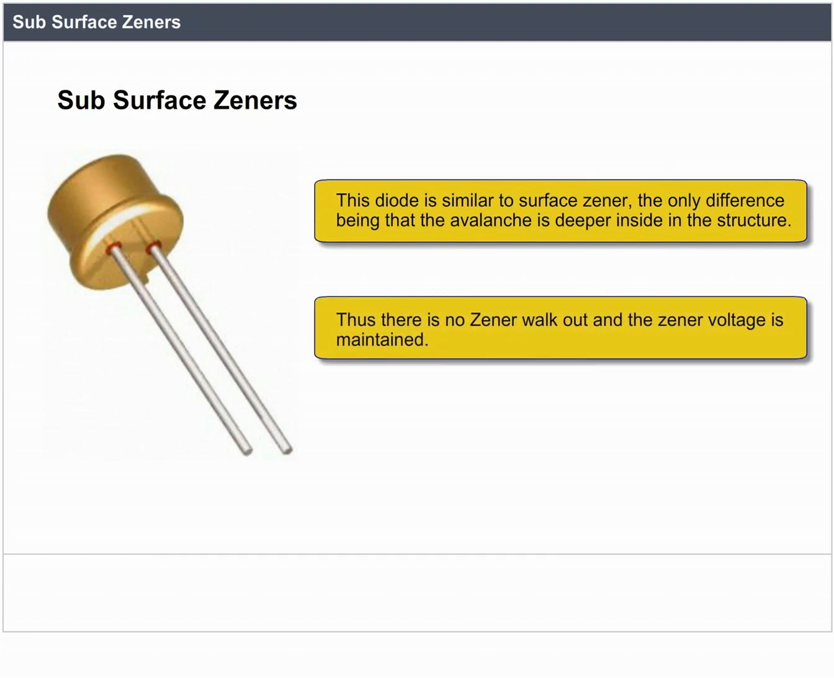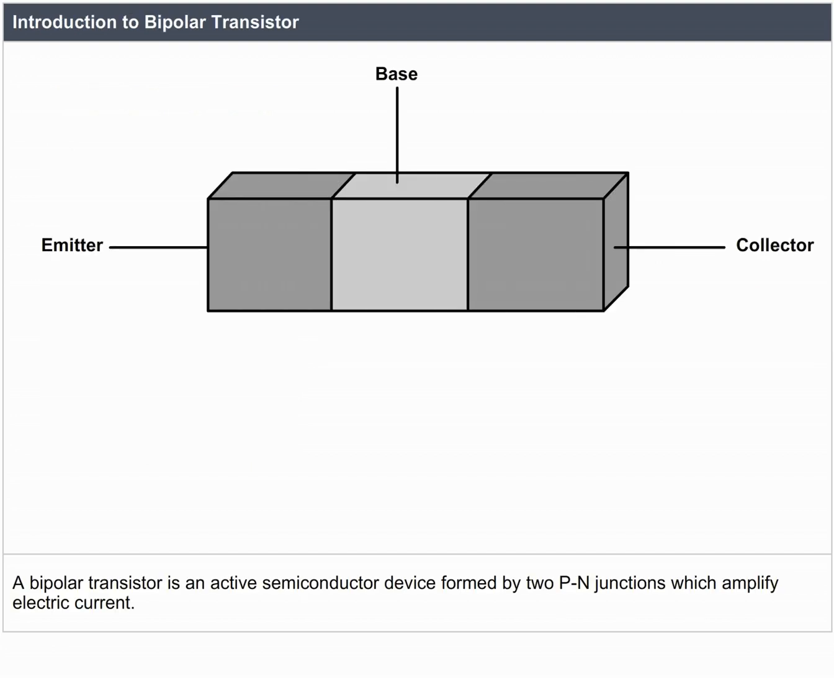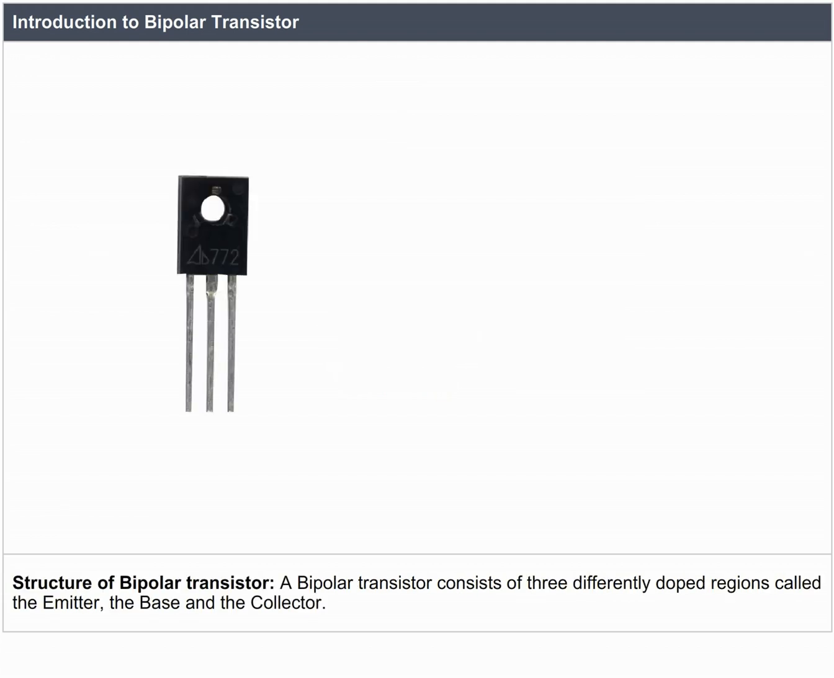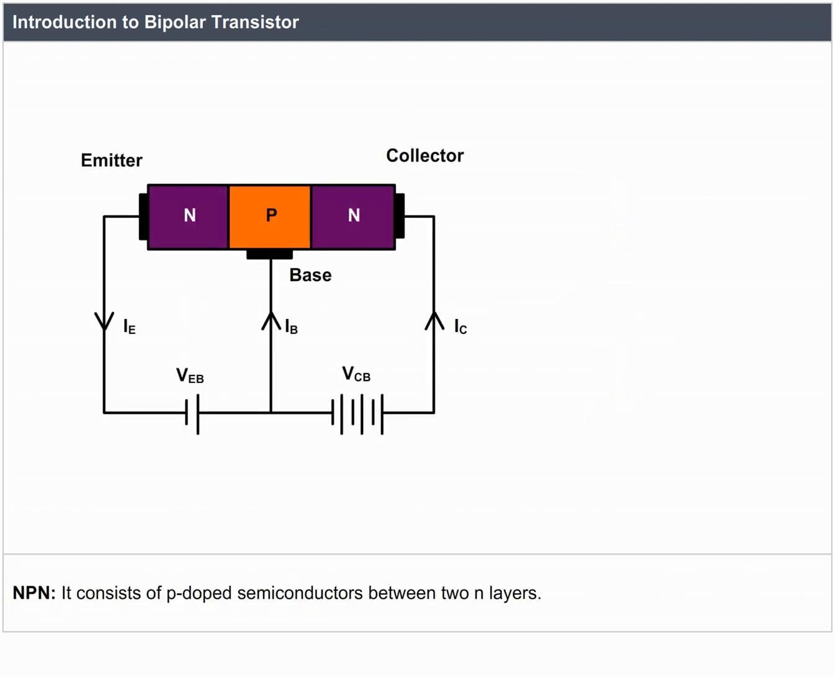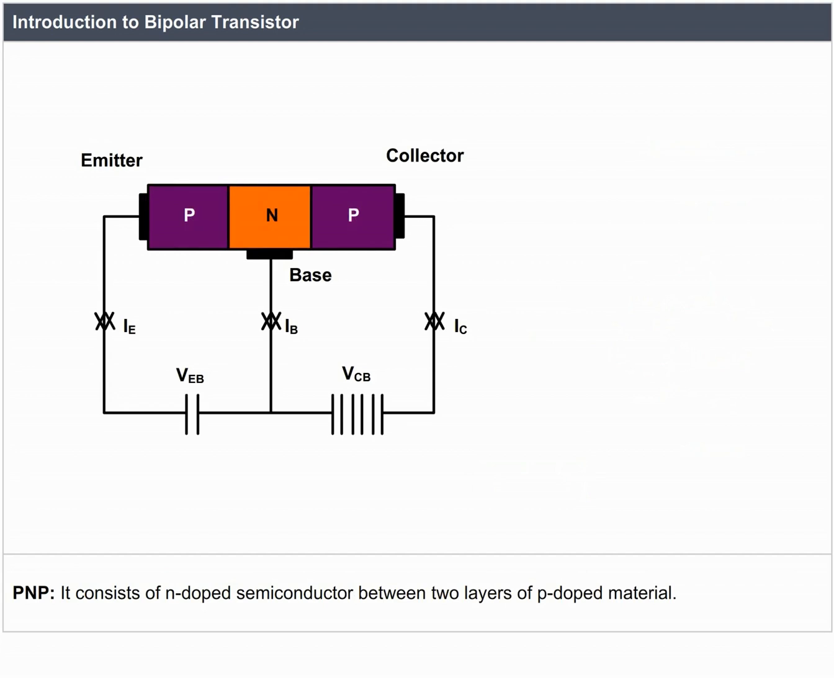Introduction to bipolar transistor. A bipolar transistor is an active semiconductor device formed by two p-n junctions which amplify electric current. Structure of bipolar transistor. A bipolar transistor consists of three differently doped regions called the emitter, the base, and the collector. NPN. It consists of p-doped semiconductors between two n layers. PNP. It consists of n-doped semiconductor between two layers of p-doped material.